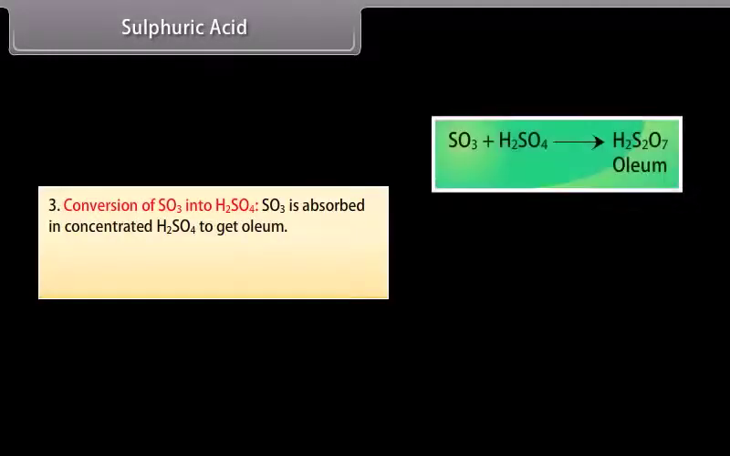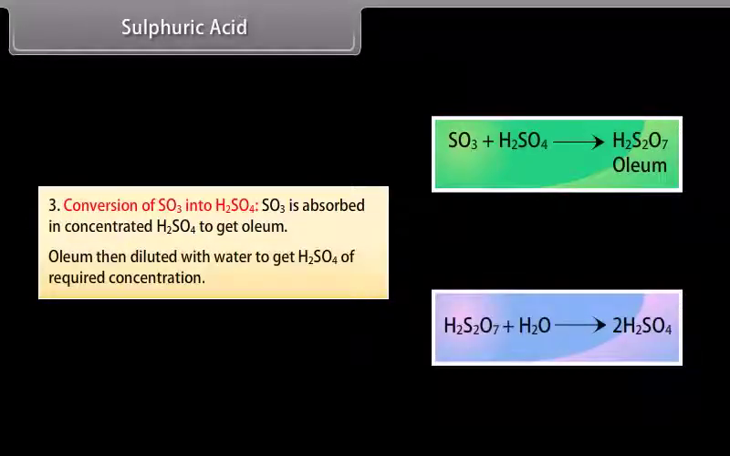Conversion of SO3 into H2SO4. SO3 is absorbed in concentrated H2SO4 to get oleum. Oleum then is diluted with water to get H2SO4 of required concentration.